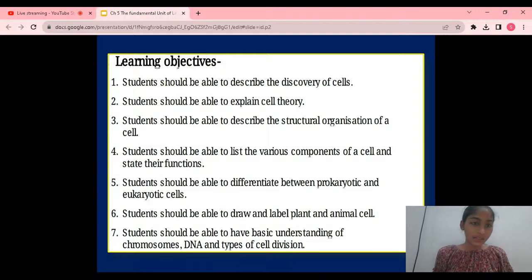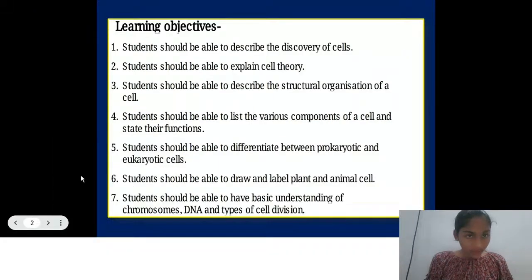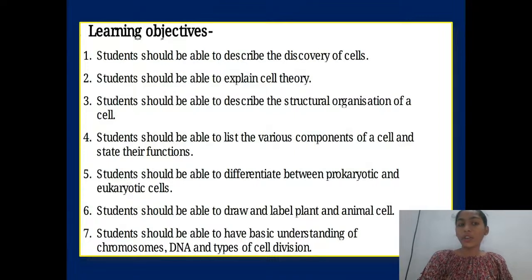So, in this class, you'll be learning how to describe the discovery of cells, and you'll be able to explain the cell theory, and describe the structural organization of a cell. You should be able to list the various components of a cell and state their functions. You also should be able to differentiate between prokaryotic and eukaryotic cells, and draw and label plant and animal cells. Students should also have a basic understanding of chromosomes, DNA, and types of cell division.